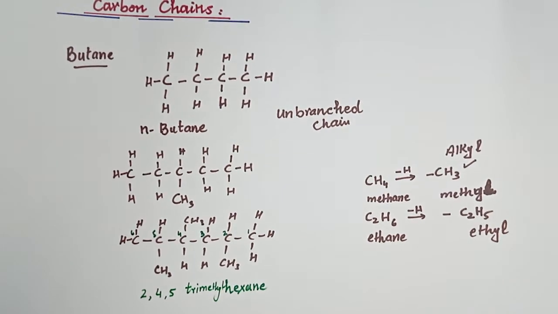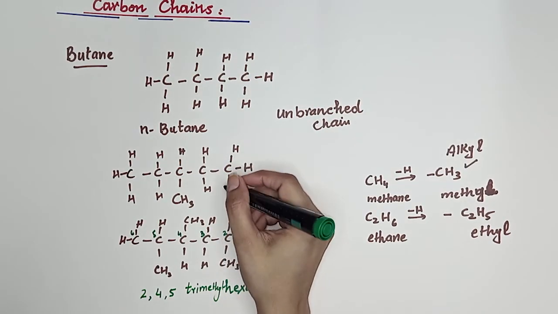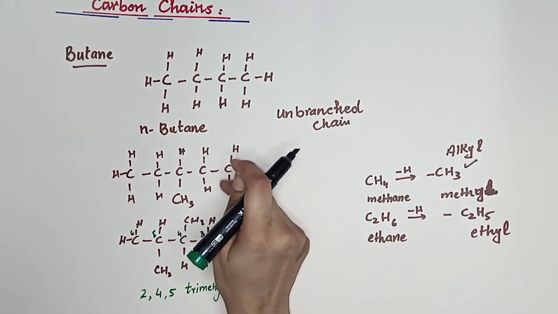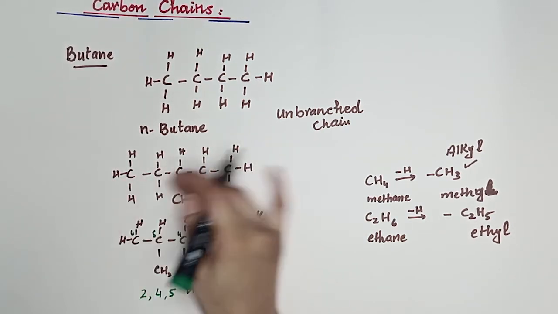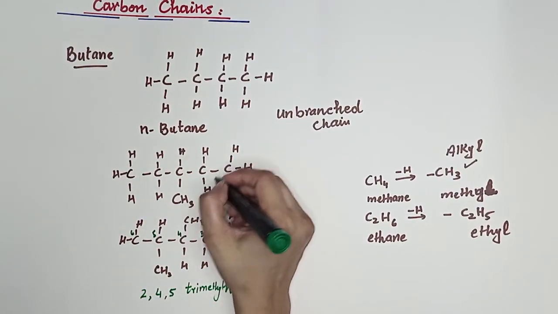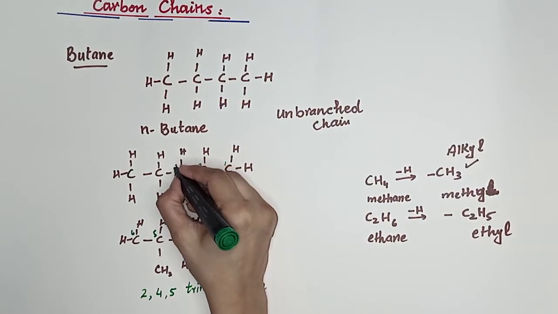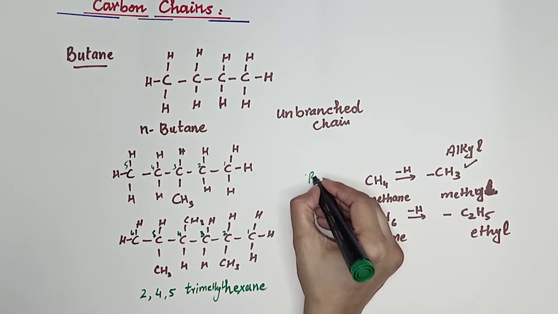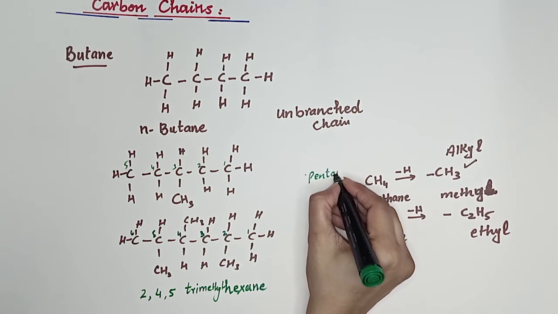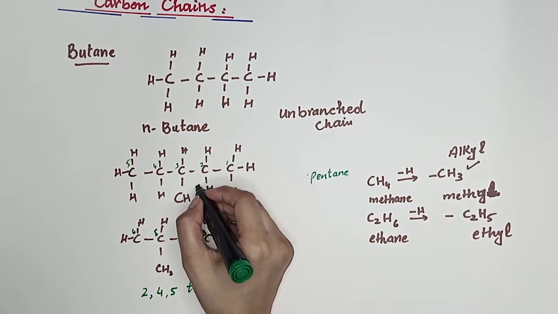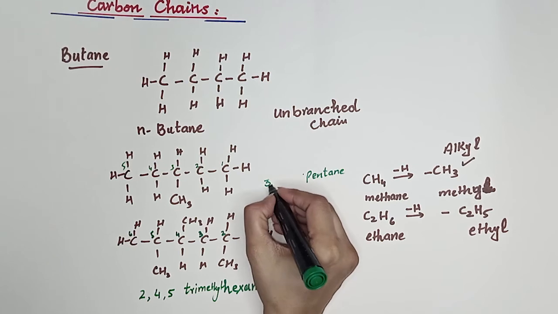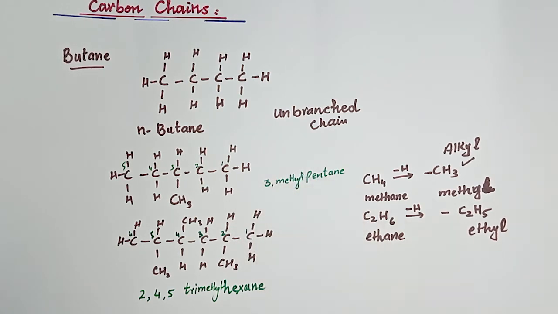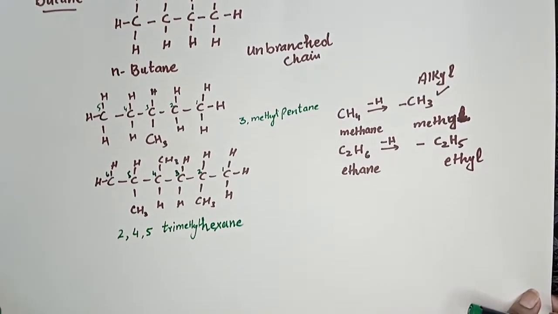How will we name this? We will check the position of this. If it is near this carbon, this chain, we will start counting. It is in the middle, so we can start from either side, from here or there. It is equal. 1, 2, 3, 4 and 5. In the straight chain, yes, 5 carbon atoms, pentane. And if we check the position of the methyl, 3 methyl pentane.